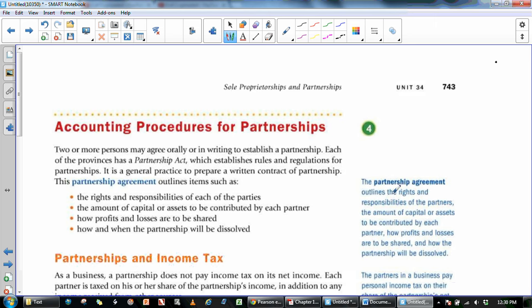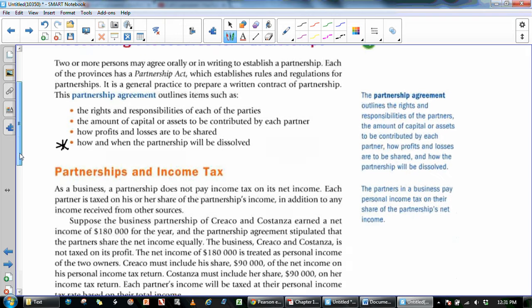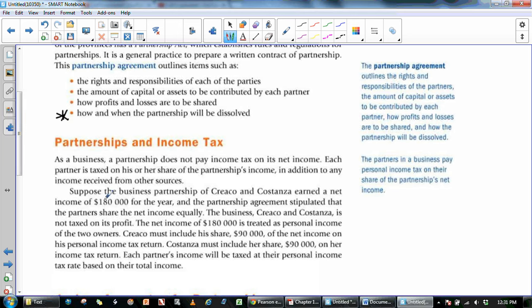The partnership agreement outlines the rights and responsibilities of the partners, the amounts of capital or assets to be contributed by each partner. So how much is each partner going to put into the business? And how profits and losses are to be shared. So how are we going to share whatever comes out of the business? And if we have to close up the business, how are we going to do it? So this is dissolved, right? So that's that exit strategy we were talking about. And this is the most important thing, the exit strategy, because you don't want to get screwed over if the partnership has to dissolve or the business has to close.